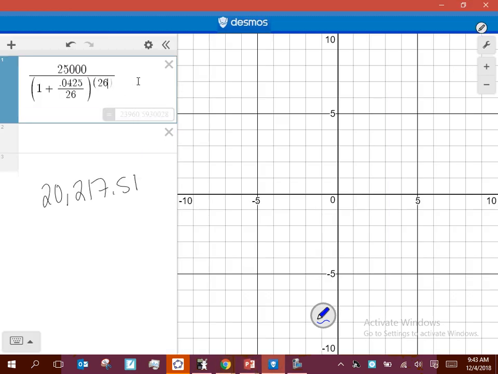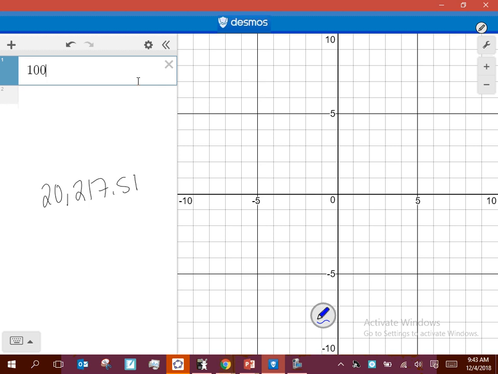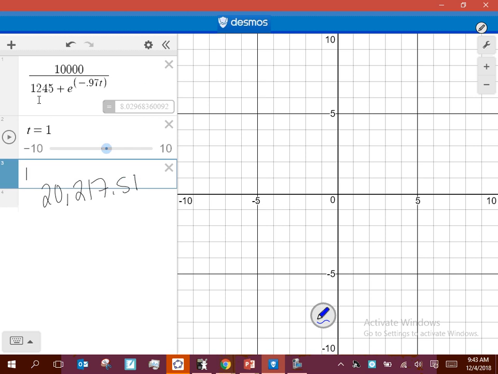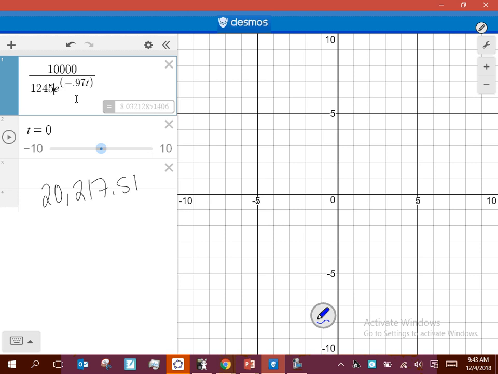If you're going to use Desmos, this is a way to do that. We had 10,000 divided by, what was it, 1245 plus e raised to the negative 0.97. Now we'll put t, and it asks me to add a slider for t. And now you can see that when t is 0, you get that 8. Or is that 0.9? Is that 5 plus 4.5? Man, I messed that all up. My apologies. So 5. There we go. All right.